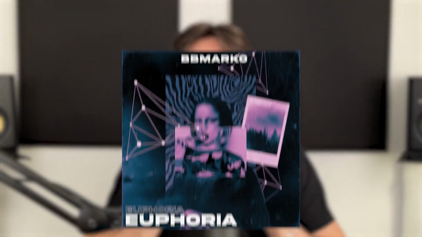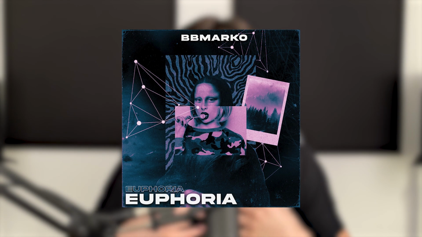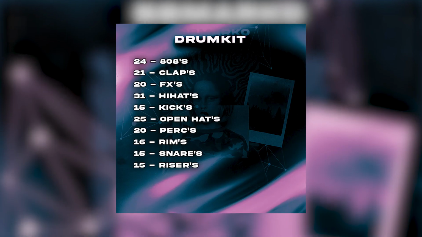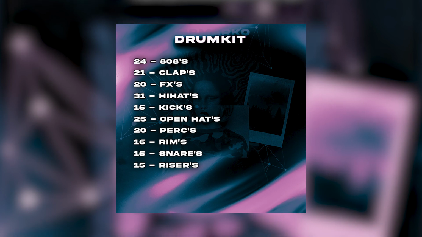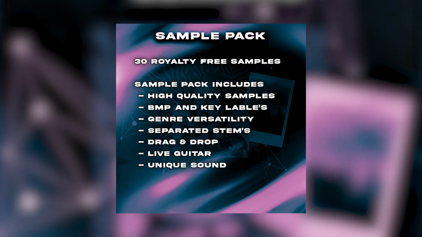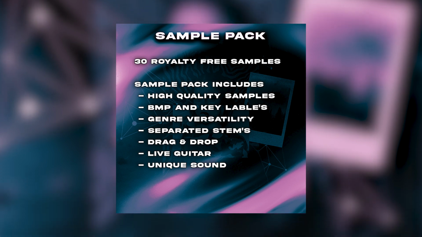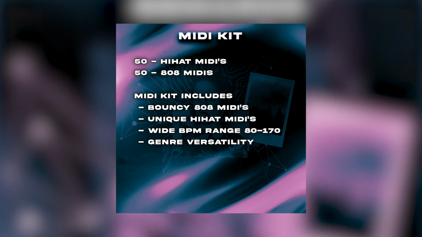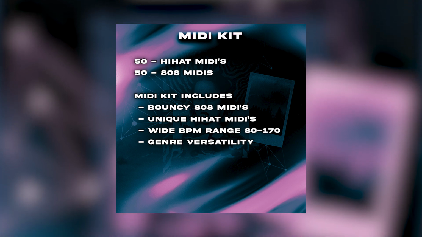Now for today's video, I've actually just released my new Euphoria bundle kit. It's literally my personal best kit to this date. The Euphoria kit contains a completely new drum kit with all the different drum sounds that I'm personally using in all my beats. With that, I've also included a sample pack with 30 different royalty-free samples made completely from scratch by, of course, myself. In addition, I've included a MIDI kit where you have 50 different hi-hat MIDIs and also 50 different 808 MIDIs.